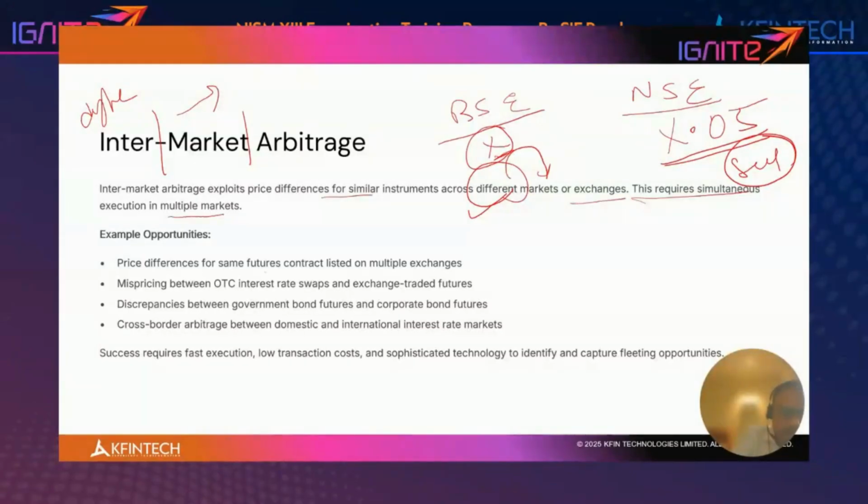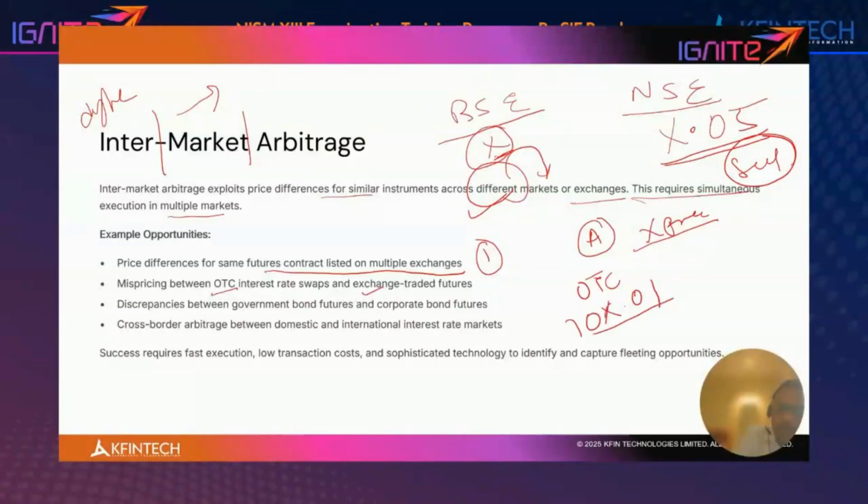Price difference for the same futures contract on multiple exchanges, BSE, NSE. Mispricing, this could be one scenario. Mispricing between OTC and exchange traded. Suppose a bond A is trading at X price, and in the OTC market it is at X.01, let's say 100.01, and in the futures market it is at 100.10. So there is a difference. So you can buy over here and sell over here.